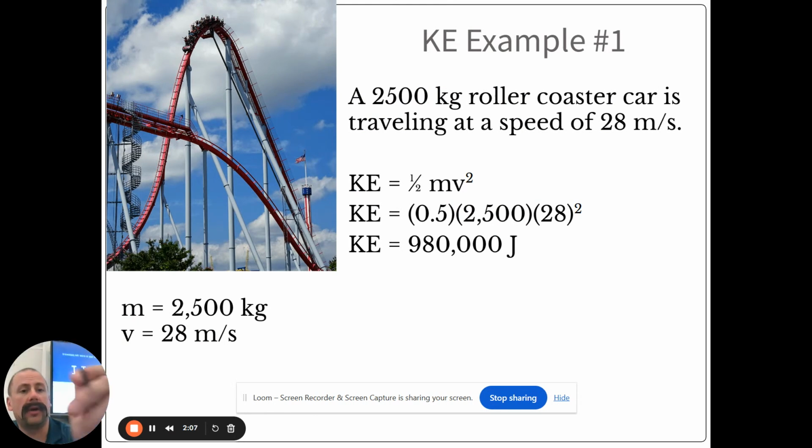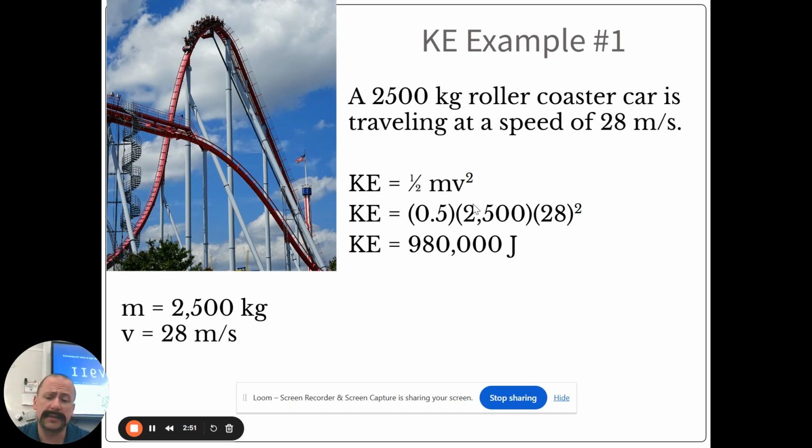So as I take a look at the first example, I have a 2,500 kilogram roller coaster car that's traveling at a speed of 28 meters per second. The 2,500 kilograms measures my mass. The v is speed. Speed or velocity can be used pretty much interchangeably here. I'm going to take the 28 as my v, and when I plug into 1/2 mv squared, 1/2 is just 0.5, the m is 2,500, and the velocity is 28. Only this term gets squared, and what I end up with is 980,000 joules.